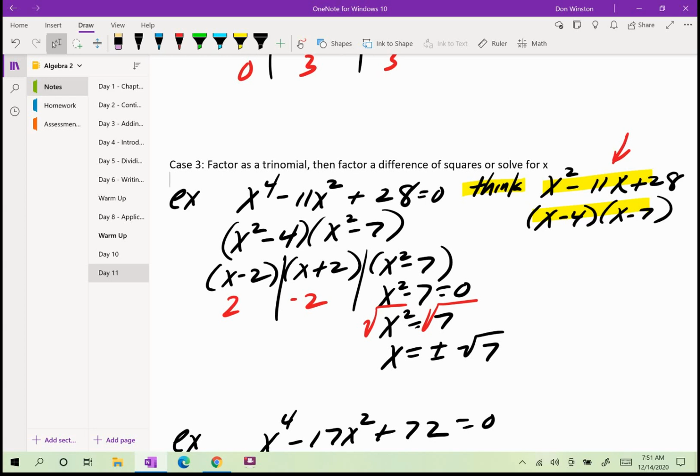Okay, so now I have x squared minus 4, which is a difference of squares, which I can factor: x minus 2 times x plus 2. But I can't factor x squared minus 7. But what I can do is just solve for x. So I set x squared minus 7 equals 0. Take the square root of both sides. And then I get x is equal to plus or minus root 7. So I found all four zeros: 2, negative 2, and plus or minus root 7.